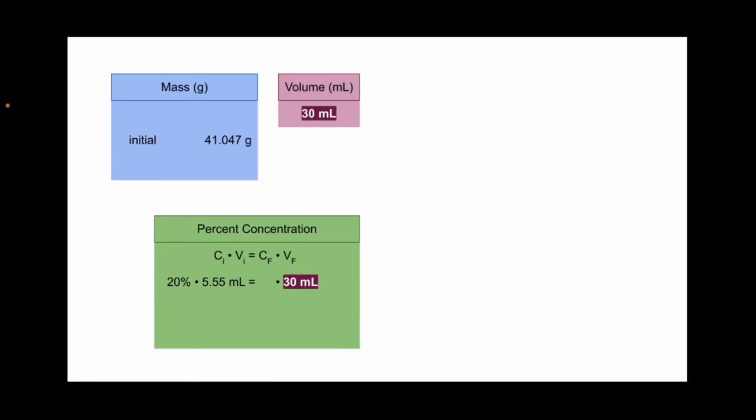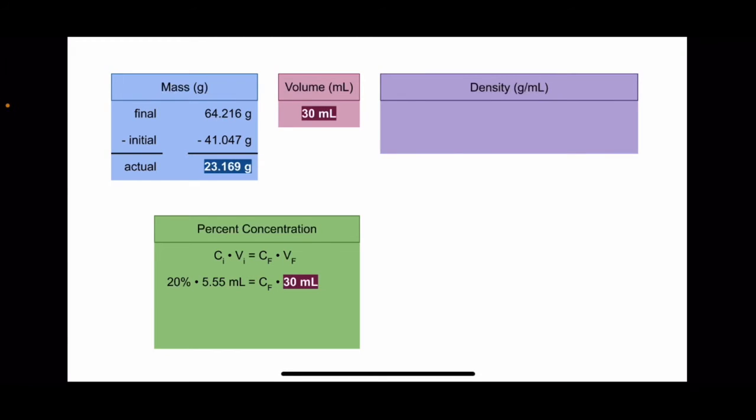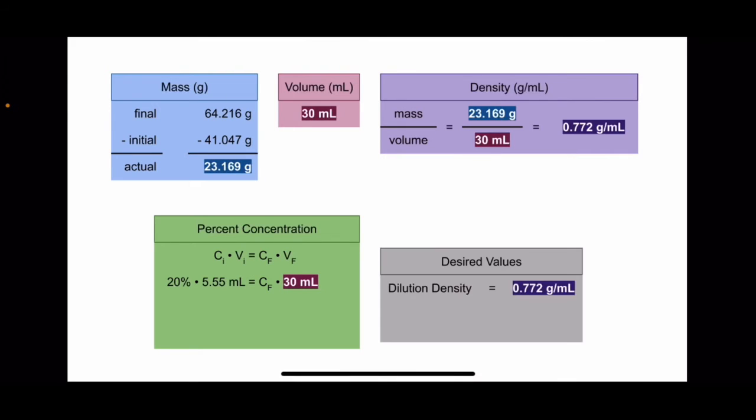The only variable we did not know yet was the final concentration of the diluted solution, so we just brought the variable down. We then weighed the filled flask to obtain our final mass. Using the formula final minus initial, we calculated the actual mass of the diluted solution. With mass and volume, we could calculate the solution's density, since density is mass divided by volume. After inputting our values and dividing, we had obtained our first desired value, which is this diluted solution's density.